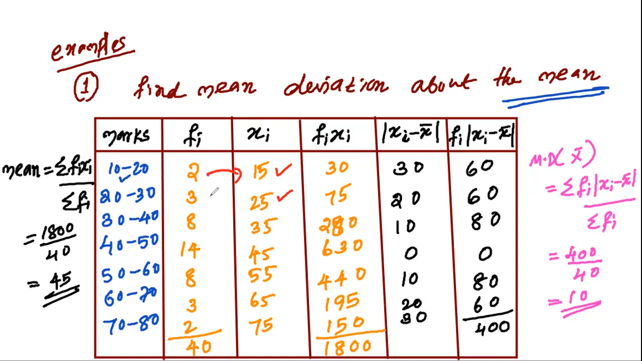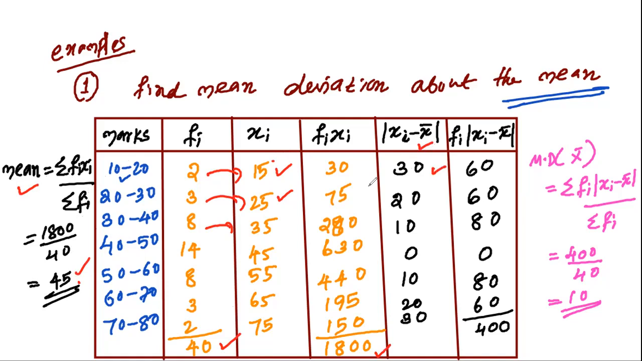After that, you multiply fi xi, and we are getting 30, 75, 280, etc. for all the values. After that, you have to add the fi xi table and the fi table. Then we can use the formula for mean, sigma fi xi by sigma fi, 1800 by 40, that is equal to 45. After getting the mean, from each observation, the first observation is 15. From this 15, we subtract the mean: 15 minus 45 is minus 30. Then take its modulus, it will give you 30.